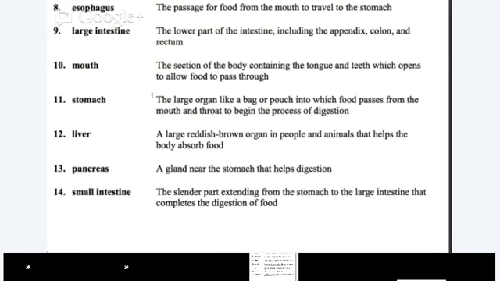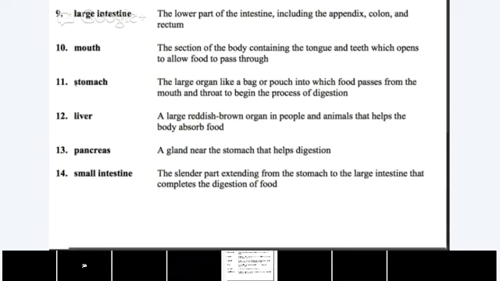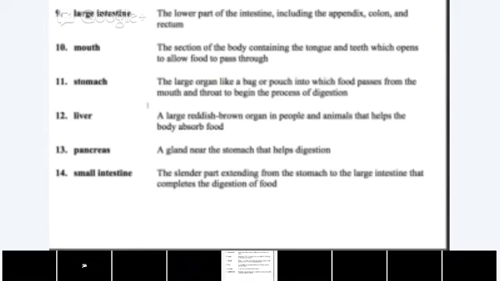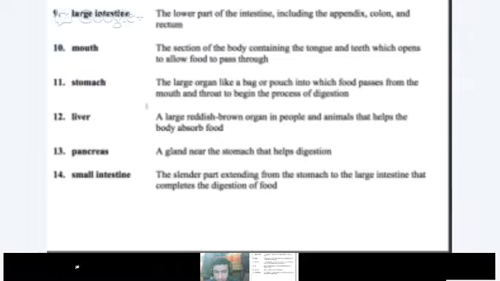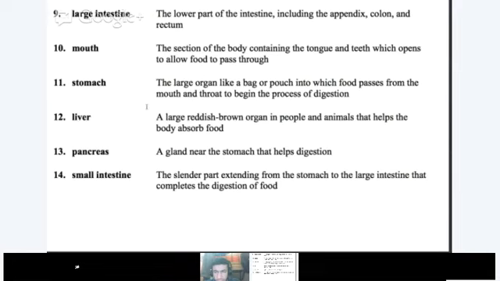Next, let's have Omar. Can I get you to do number 11 and 12? Okay. Stomach: the large organ like a bag or a pouch into which food passes from the mouth and throat to begin the process of digestion. Yeah, digestion is the breakdown of food, okay? So you break down carbohydrates, fats, and proteins, and you absorb them.